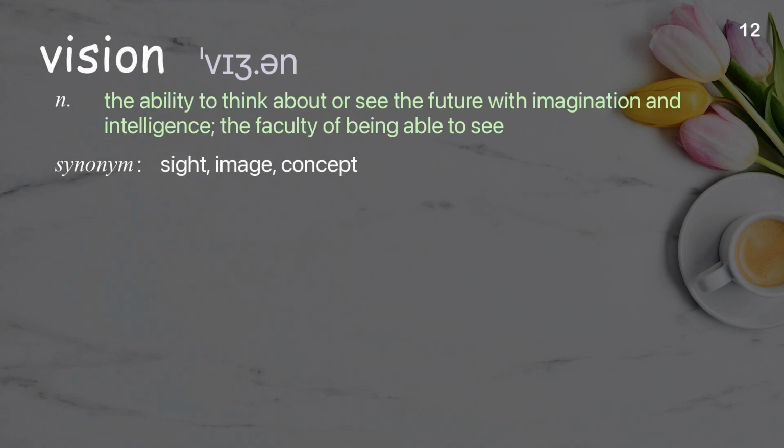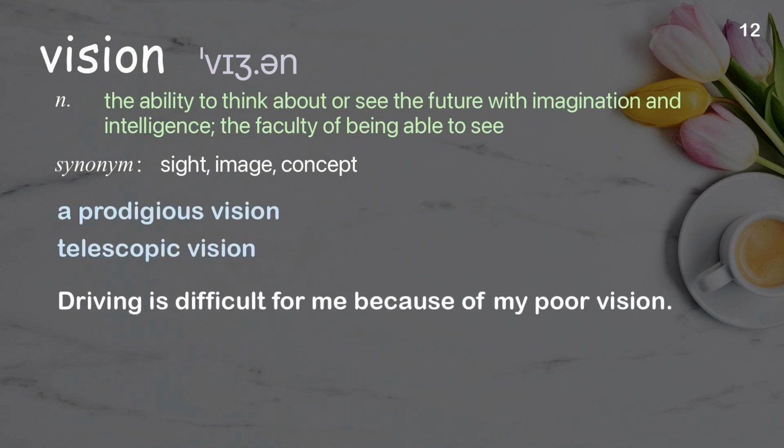Vision. The ability to think about or see the future with imagination and intelligence; the faculty of being able to see. Examples. A prodigious vision. Telescopic vision. Driving is difficult for me because of my poor vision.